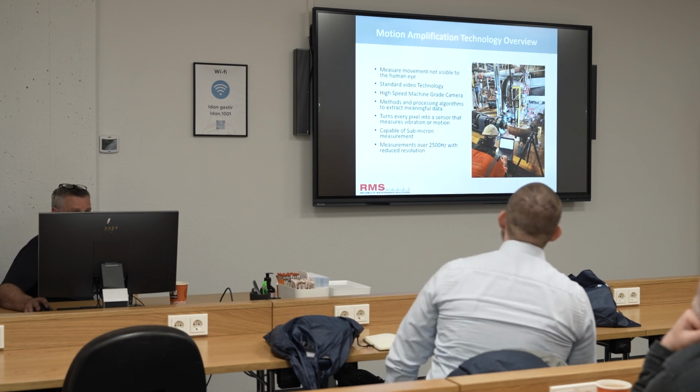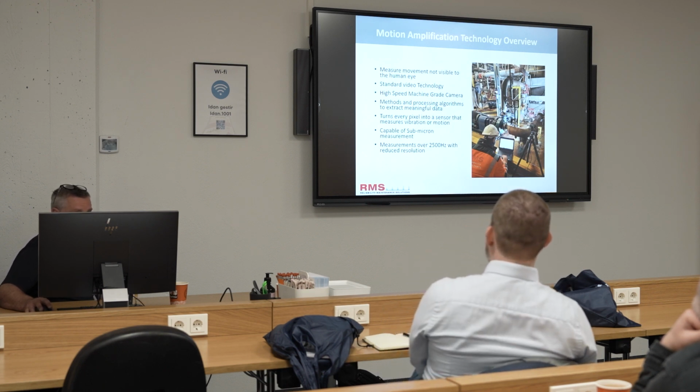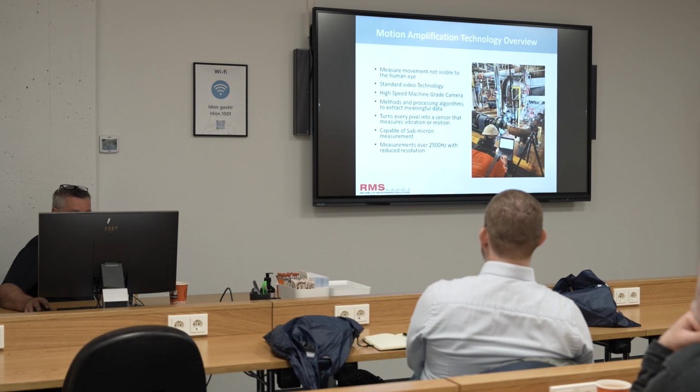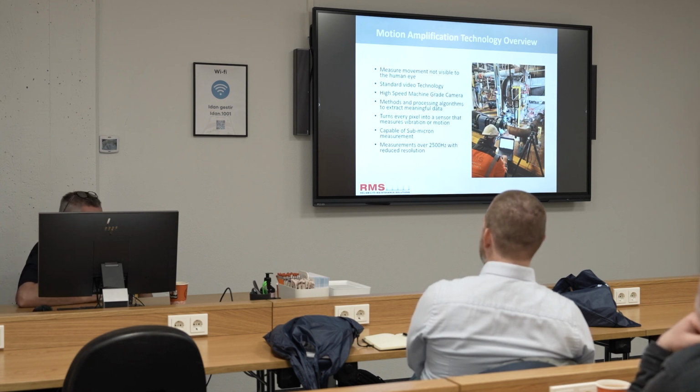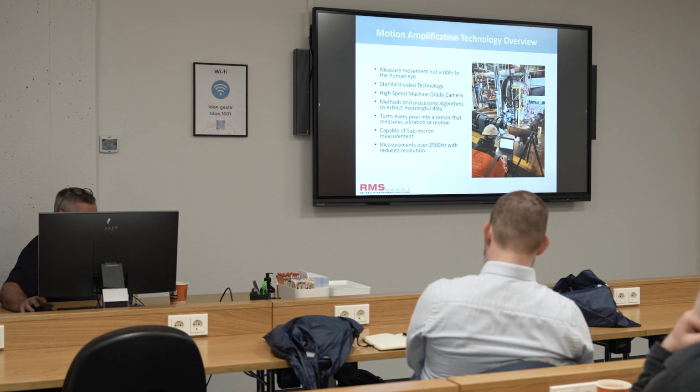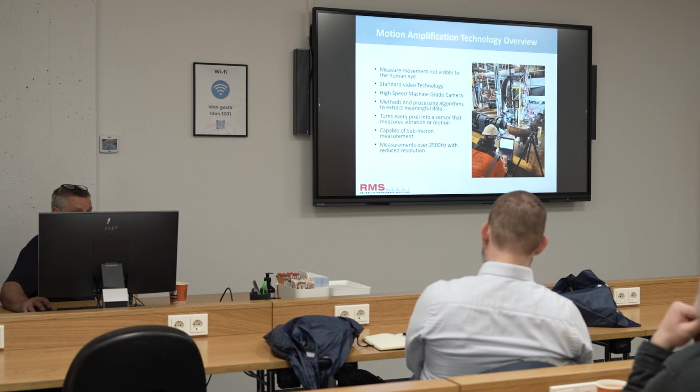So, measuring movement not visible to the human eye. Like we spoke about earlier: standard video technology, high-speed machine-grade cameras, and algorithms to extract meaningful data. But the thing that's different from vibration is that each pixel in that camera field of view is an accelerometer. It's a measurement, it's a sensor. So the resolution and the coverage is exceptional compared to one instance with an accelerometer. We can go down to submicron measurement if we really amplify the video, and we can get measurements over 2,500 hertz with reduced resolution.